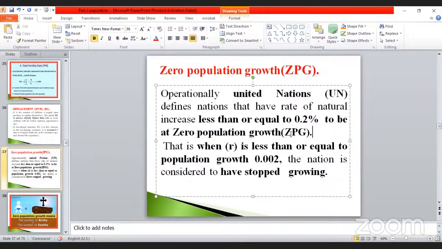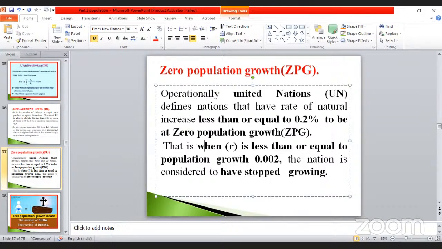Normally, what is meant by zero population? If the growth rate of the population of any country is 0.2%, it is considered zero population growth. That is, when R, denoted as zero population, is less than or equal to the population growth of 0.002, the nation is considered to have stopped growing. For such nations, the growth will be very little, that is, zero.